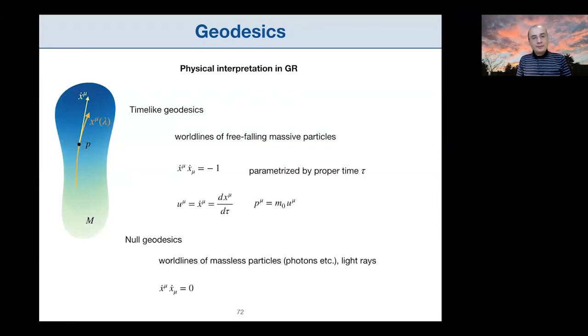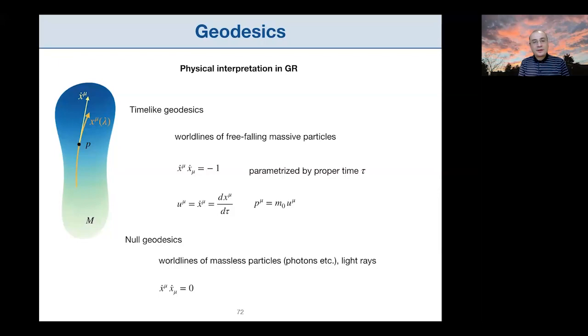Just like in Minkowski space, if we assume that x dot mu is equal to minus one, so we've got the normalized parametrization, then the parametrization corresponds simply to the proper time as measured by our free-falling observer. And in that case, x dot mu is called the four velocity, dx mu over d tau. We also define the four momentum as the mass of the particle times u mu.